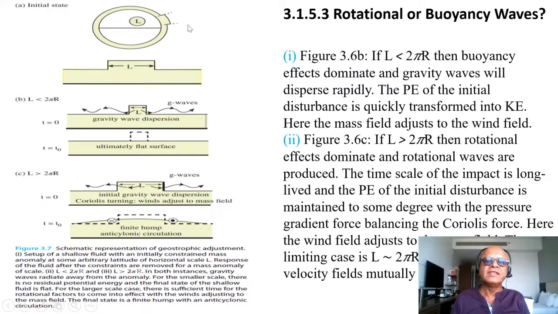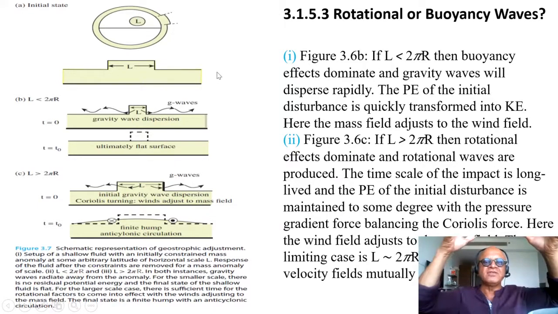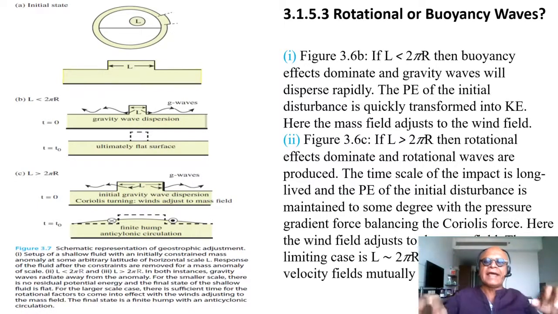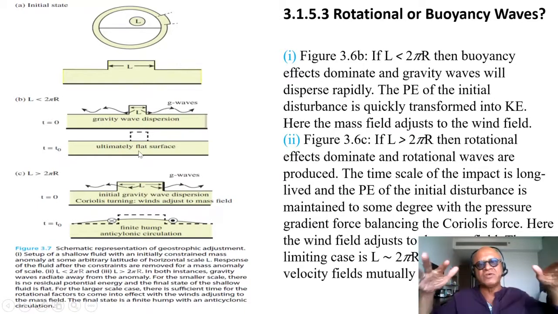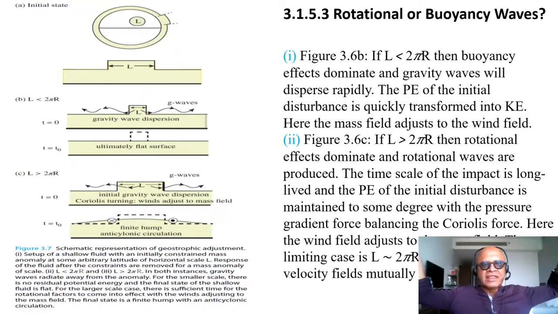So if the length of the perturbation is much smaller than 2 pi r, then buoyancy effects dominate. So you had raised the fluid, gravity is going to pull it back, and that's the buoyancy effect, and the initial potential energy is going to just radiate out as gravity waves, and ultimately at some time t0 the surface is going to become flat again, so the waves just dispersed away and then dissipated after whatever scale they had the energy to go to.